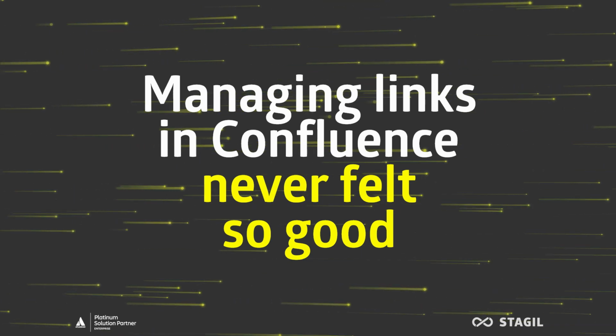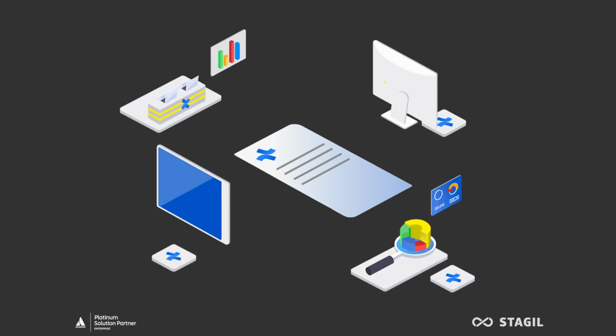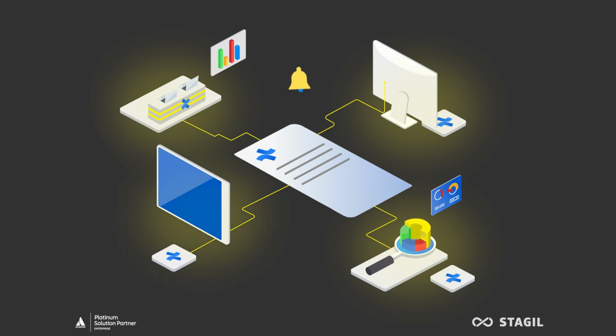Let's say you're working on an important documentation. Other pages refer to this page, and you want to know which ones those are to inform your colleagues about the changes. With Confluence-Macro, you can easily see all incoming links to that page, making it easy to keep track of the connections.